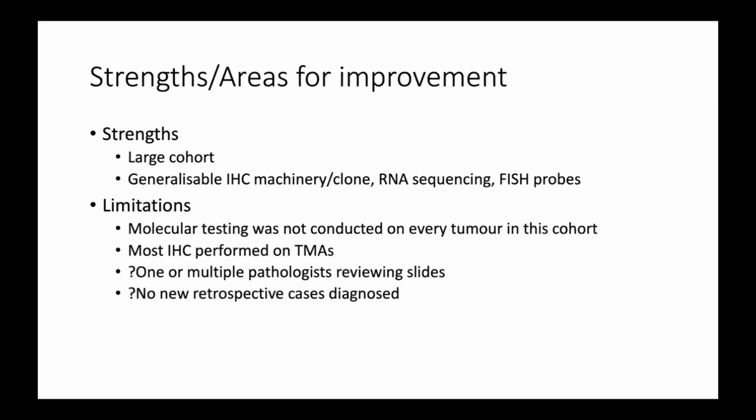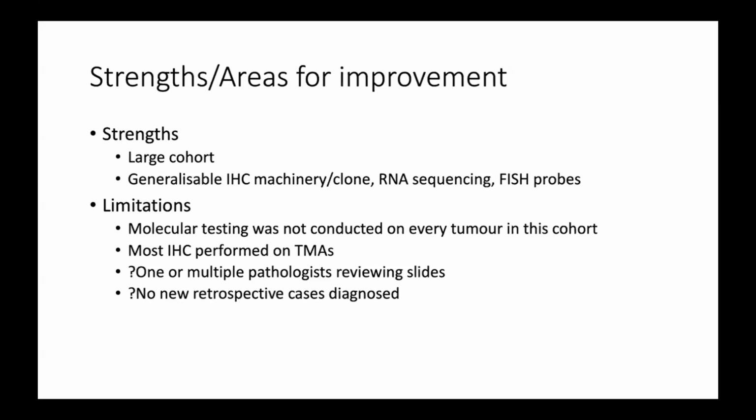So I thought the strengths for this study were it was quite a large cohort. It had sort of a quarter of all known NTRK sarcomas in it. And I thought they used quite generalizable IHC machinery and clones and molecular techniques, which when looking to generalize it to day-to-day practice, I think it was quite generalizable. The limitations: molecular testing wasn't conducted on every tumor in this cohort. So the true sensitivity and specificity of the pan-TRK IHC couldn't be calculated in this study, because there might be some tumors that were pan-TRK IHC negative but did have the rearrangement, but we wouldn't know.